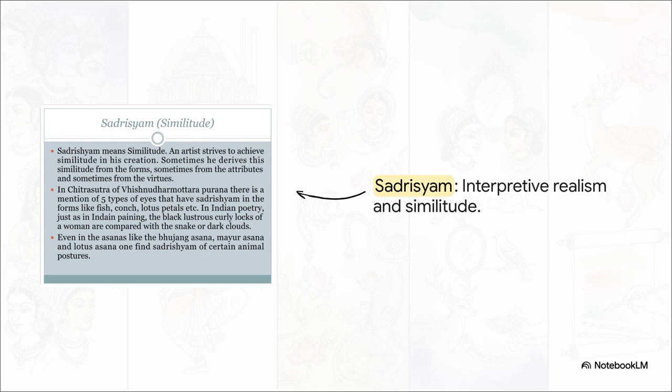But we aren't just talking about basic robotic copying. It's more like interpretive realism. It's capturing the exact texture of foliage, or, say, the sheen of silk on a king's robe, so perfectly that it reflects his actual status and personality. The artist is striving to achieve this similitude through forms, attributes, and even virtues.